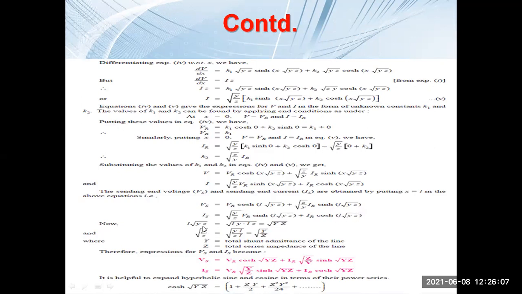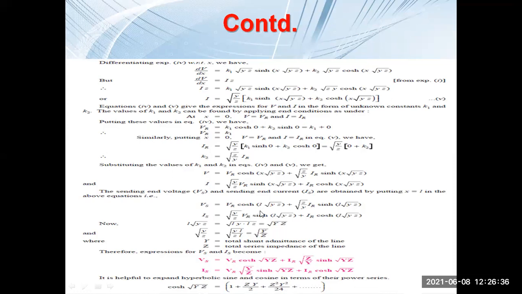Now L into square root of yz, what will happen if you enter this L inside? So L into y and L into z. So this becomes yz, small l into small y. So for the whole length, the admittance you can calculate, that is Y. And for the whole length, the total impedance is Z. So similarly, small y by small z will be equal to capital Y by capital Z. So this you can substitute here actually.